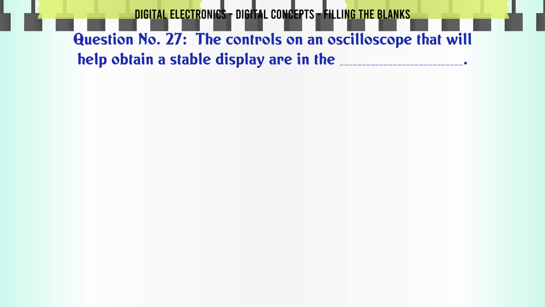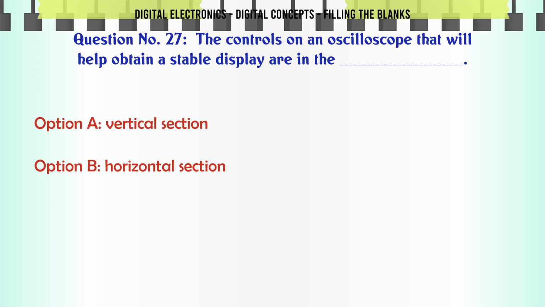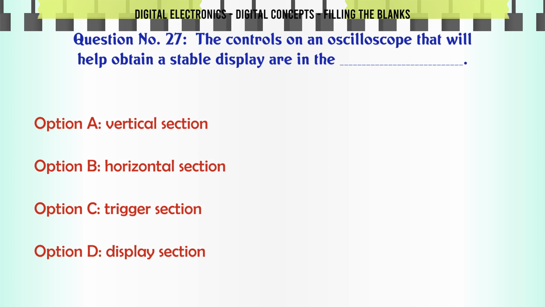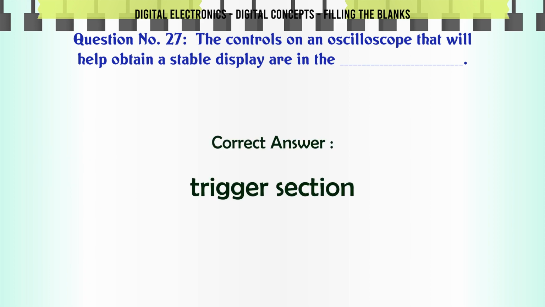The controls on an oscilloscope that will help obtain a stable display are in the A. vertical section. B. horizontal section. C. trigger section. D. display section. The correct answer is trigger section.